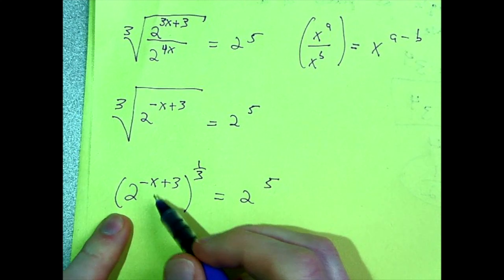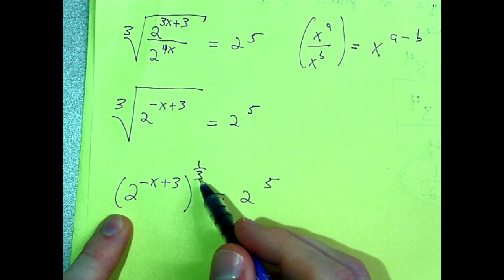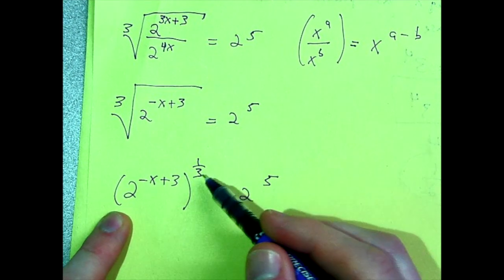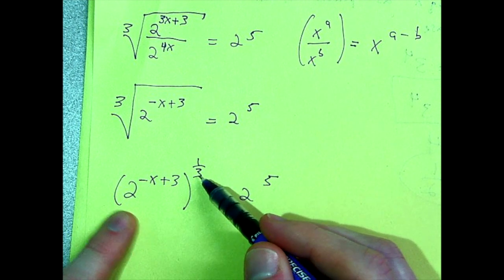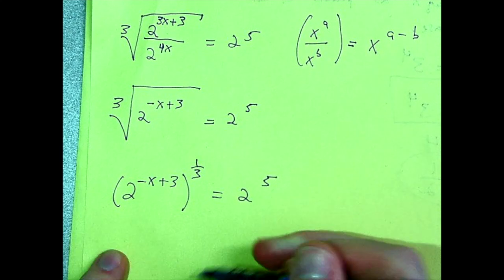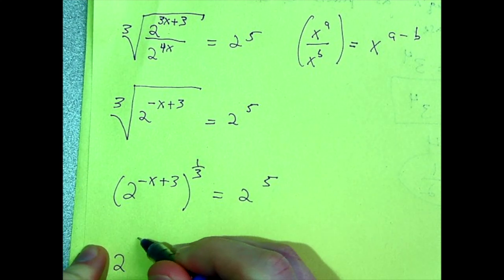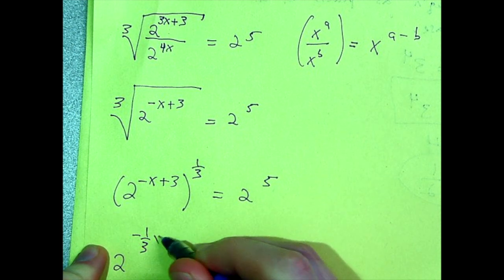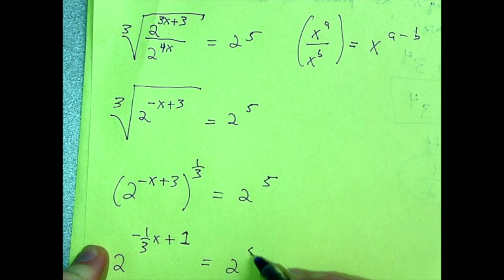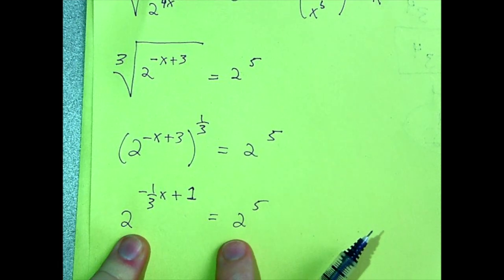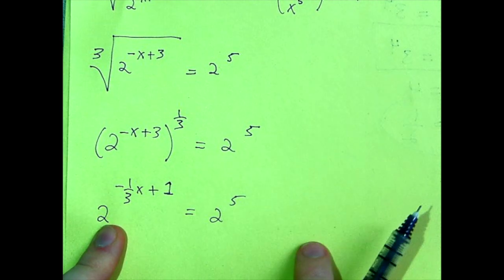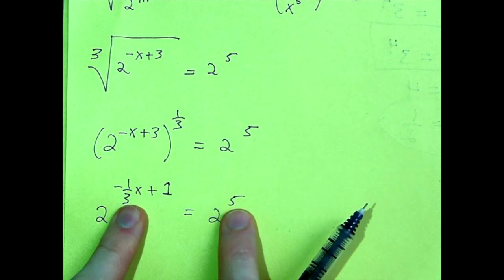So now, finally, I have a power of a power once again, so I just have to multiply these two exponents. But be careful, again, make sure that this exponent multiplies all of the terms in this one. The 1/3 is going to distribute to each of these terms. So that gives me 2 to the negative 1/3 x plus 1/3 times 3 is going to give me 1, equals 2 to the 5th. So now this equation is finally in the form that I had in the previous example, namely we have the same base with different exponents.